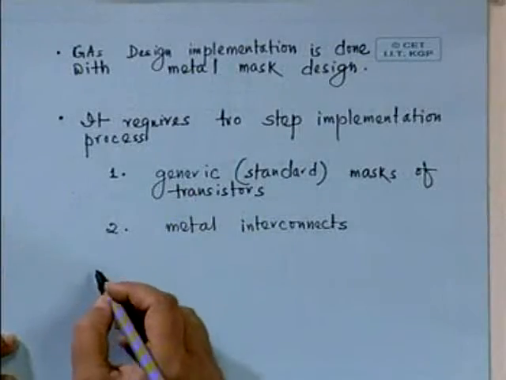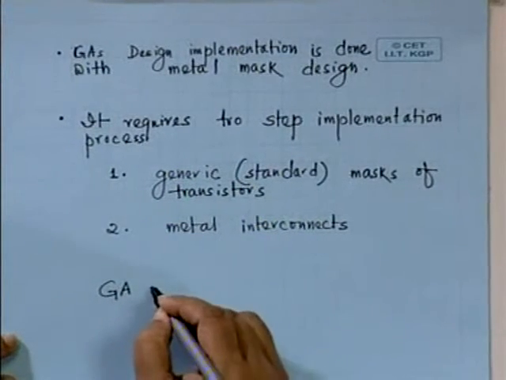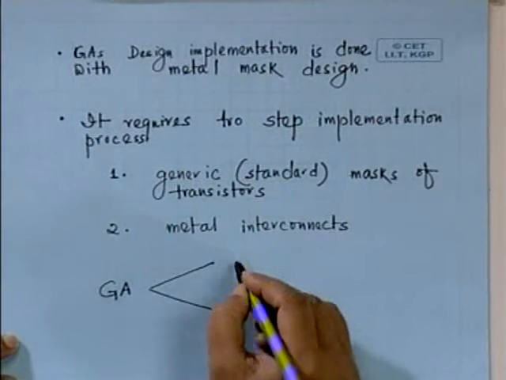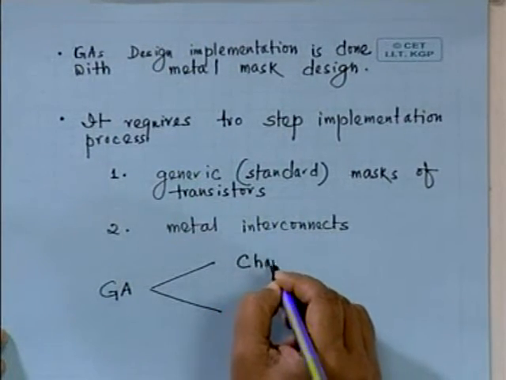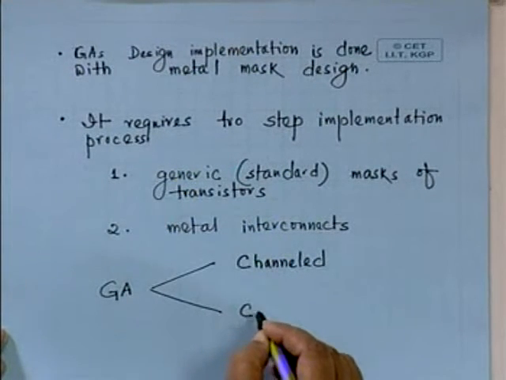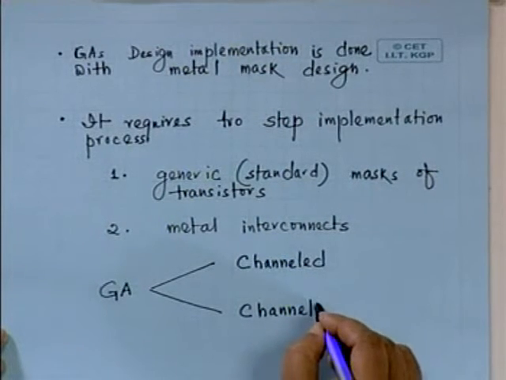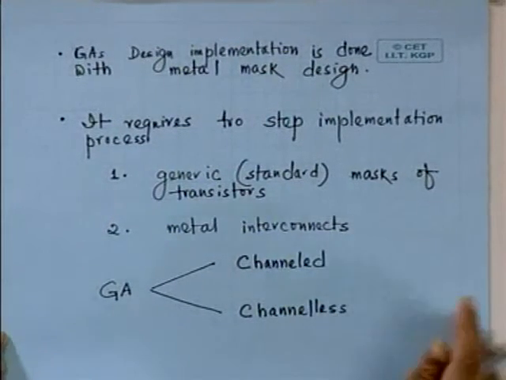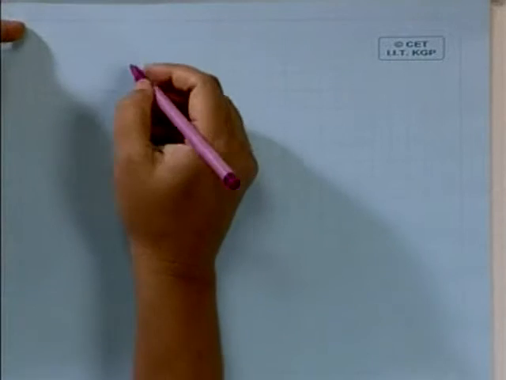Now, these gate arrays are mainly of two types. One is called the channeled one, the second one is the channelless, or sometimes it is called channel free. Now first we see the channel gate array.